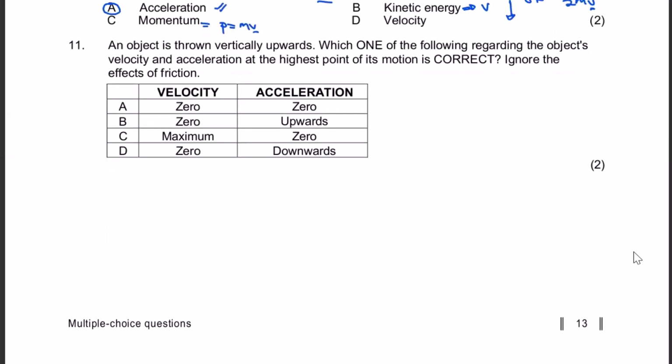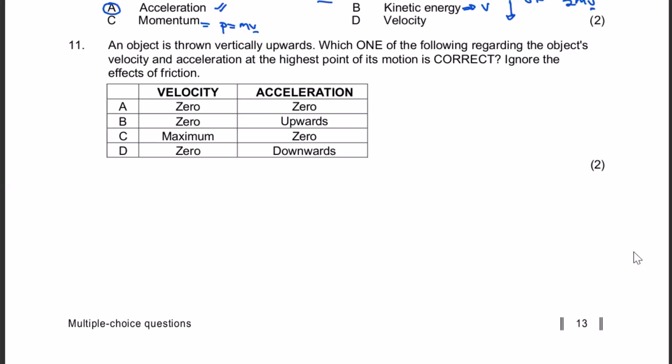Then 11 reads, an object is thrown vertically upwards. If we throw the object vertically upwards, we know as it goes upwards, its velocity decreases until it gets to a value of 0 at the maximum height. Then which one of the following regarding the object's velocity and acceleration at the highest point of its motion is correct? Ignore the effects of air friction.